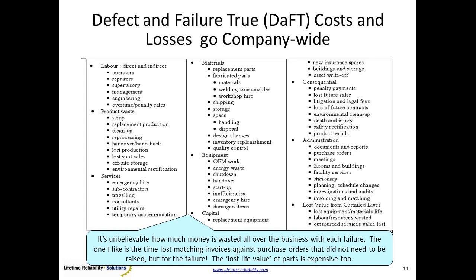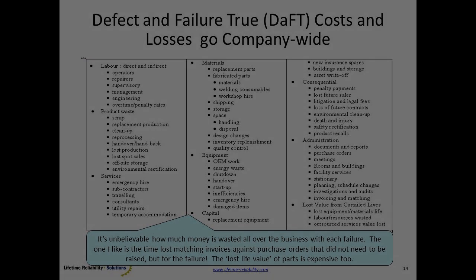So I sat down and began writing what sort of costs a company can lose in a breakdown. There are, I think, 65 different costs. Now, not all 65 will happen in every single breakdown. There'll be costs for additional labour, unnecessary overtime. There'll be waste of product, perhaps some scrapping. There could be some reprocessing.